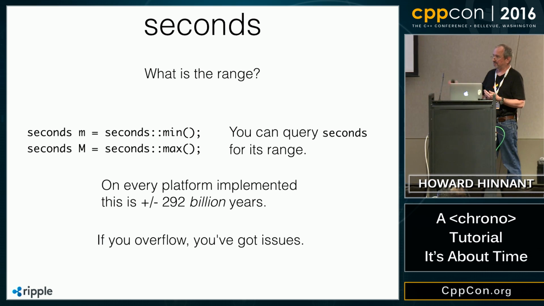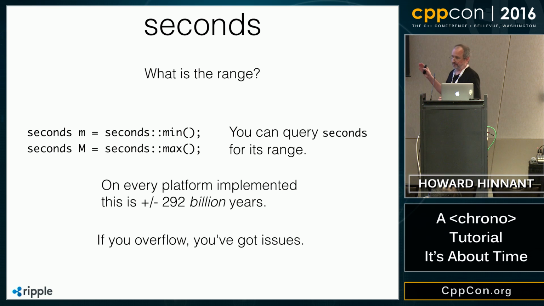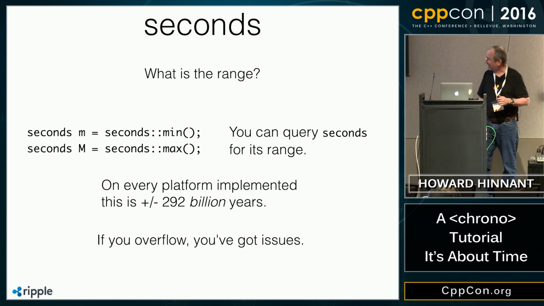And on all three implementations, the range on seconds is plus or minus 292 billion years. That's a little bit older than the age of the universe. So if you overflow, you've got problems beyond just overflowing seconds. You've got something seriously wrong going on in your application.